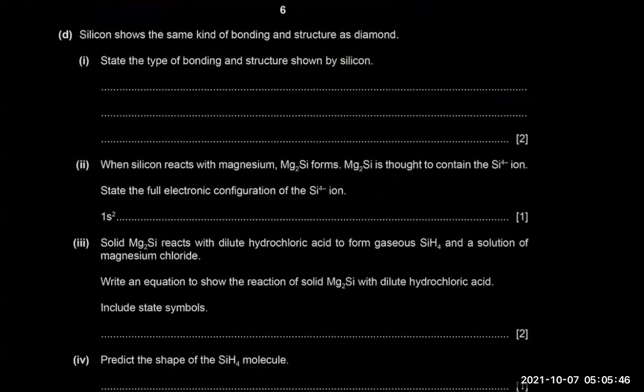Silicon shows the same type of bonding and structure as diamond. State the type of bonding and the structure shown by silicon. So the type of bonding is covalent and the type of structure is giant. So it is a giant molecular covalent structure, right? Giant covalent structure.